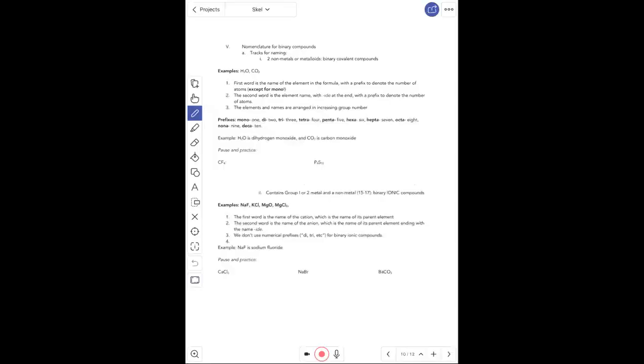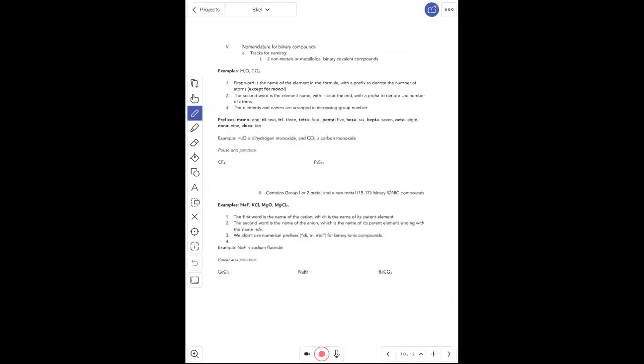Now that we have a baseline of the names for ions, let's go ahead and review these conventions. There are 3 tracks for naming molecules that we learned. The first are binary covalent compounds, or compounds that contain two nonmetals, or nonmetals and metalloids. Examples are H2O and CO2, or water and carbon dioxide.